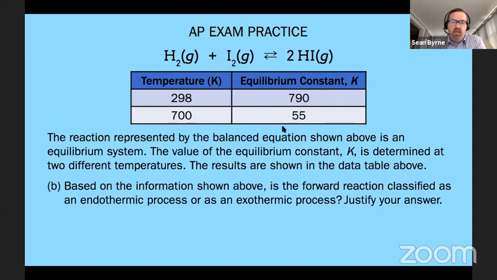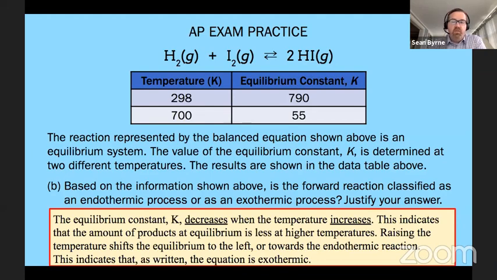So the first thing that I noticed when I looked at this was that as the temperature increased, our equilibrium constant decreased. We see that the temperature goes from 298 to 700, an increase, but the equilibrium constant decreases from 790 to 55. Because the equilibrium constant is written as products over reactants, this hints at the idea that when the temperature goes up, we have fewer products relative to reactants in our second experiment here.